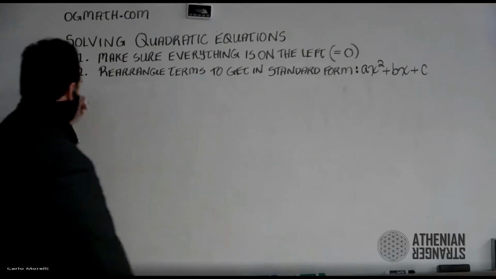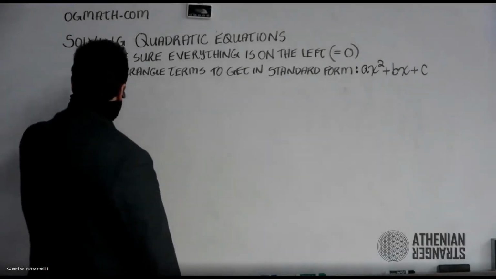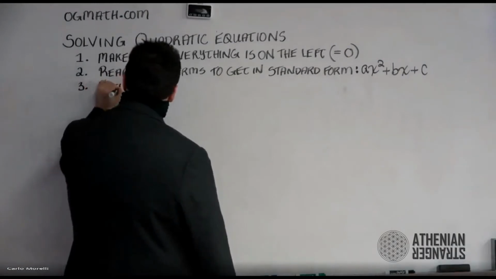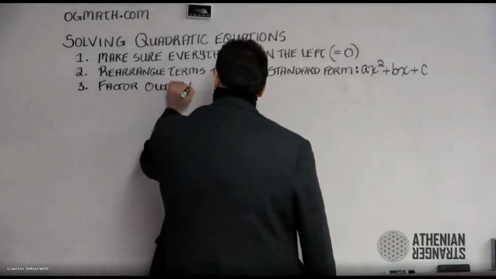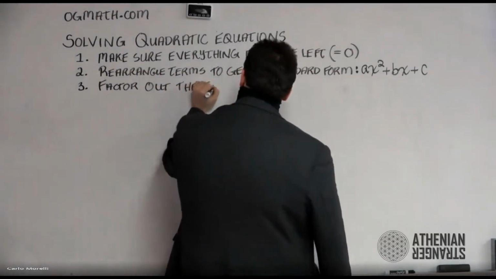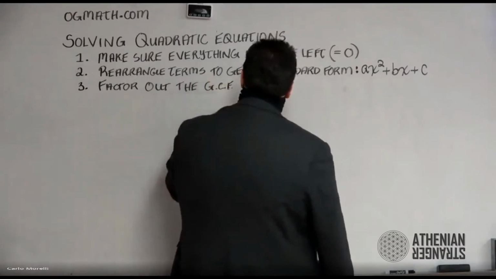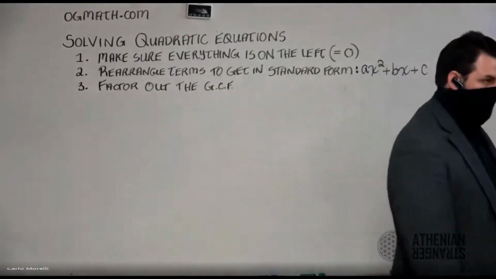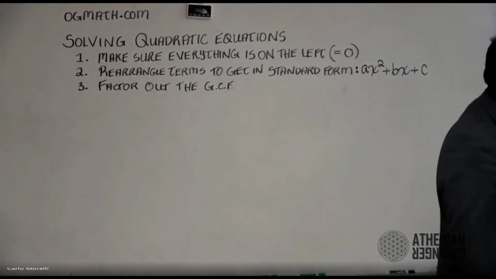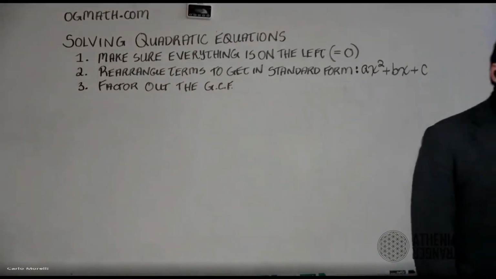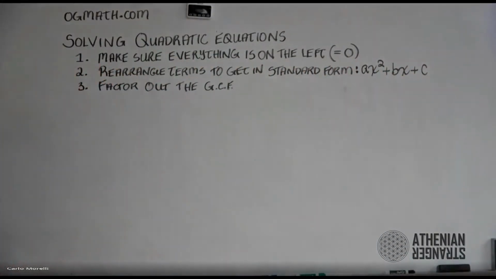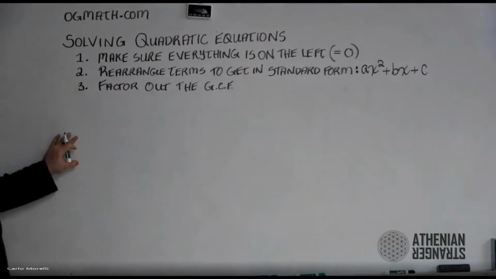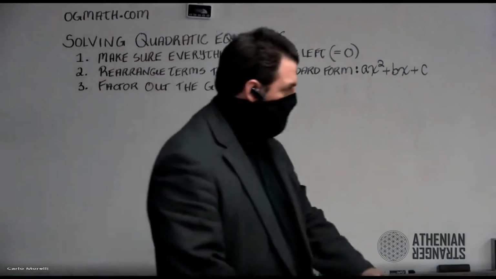Okay, step 3. Factor out the GCF. GCF stands for greatest common factor. Again, if we find out that the greatest common factor is already 1, we know there's nothing to factor out, so we can skip that step. It's possible, and you'll see it on the first problem, that we skip all these steps.